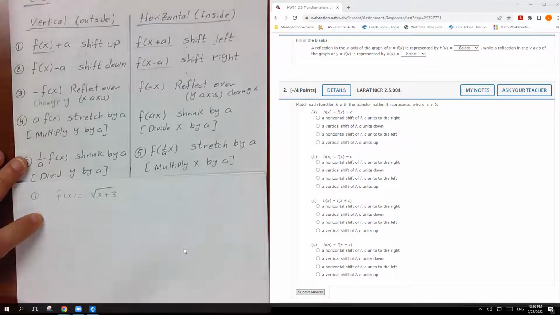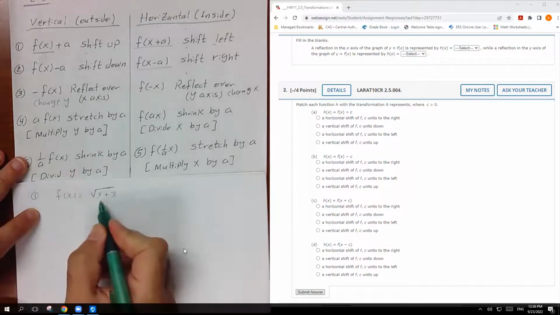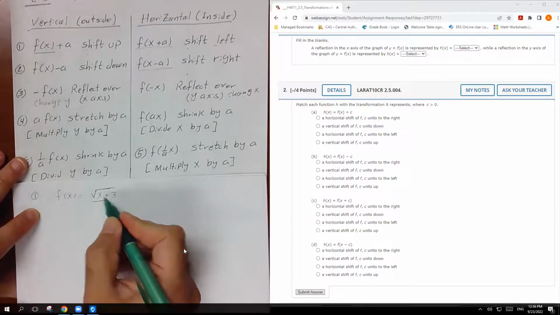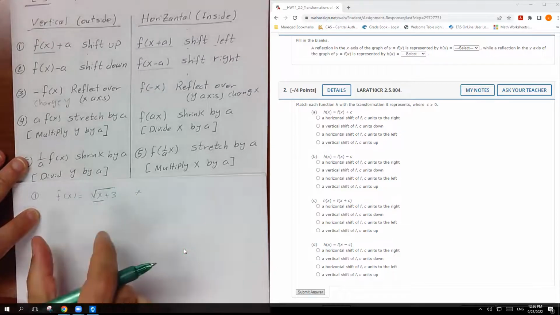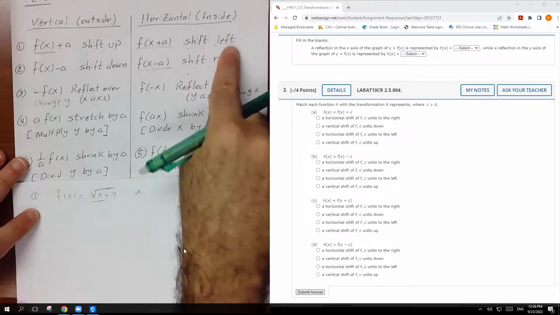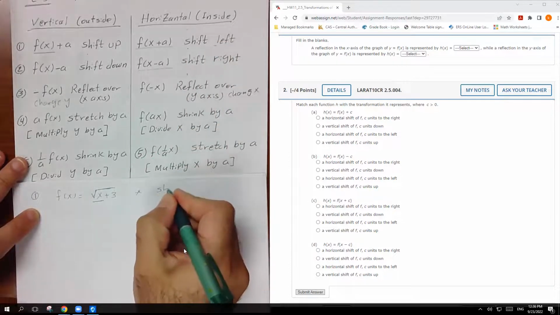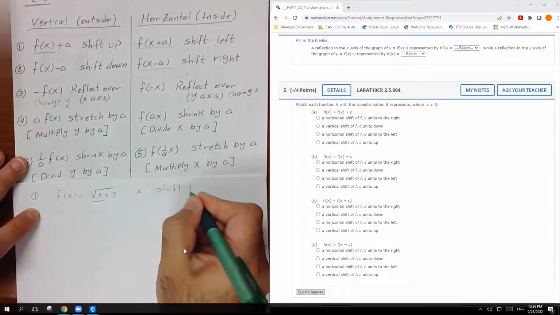So if you look, where is the basic function? The basic function here, this is the basic function on the number inside the root. That means this is inside technique or horizontal technique. So it's going to be shift left.